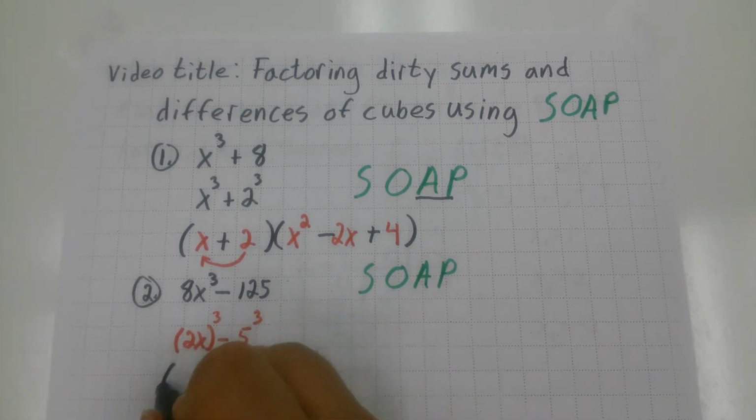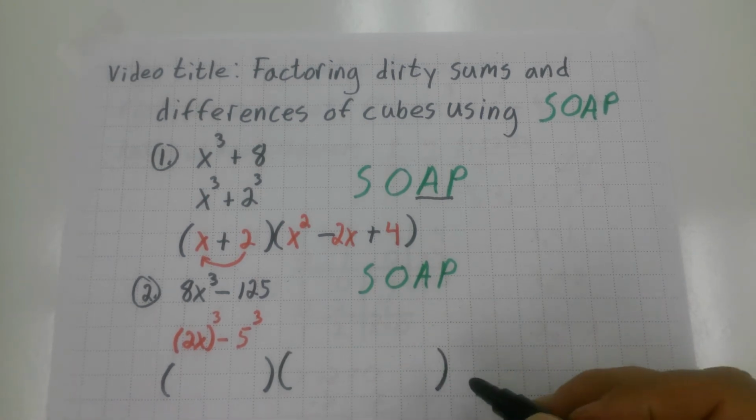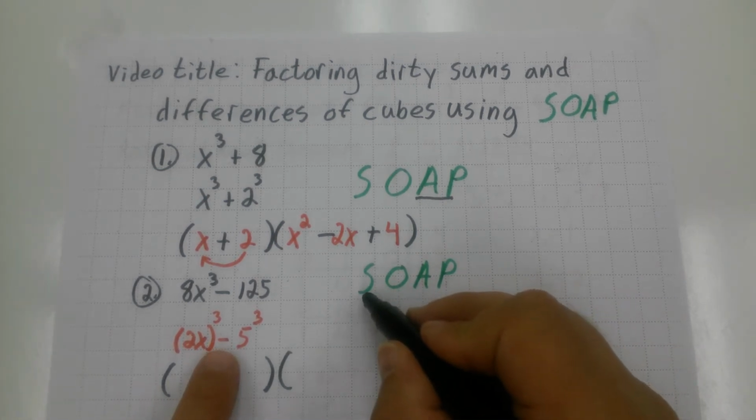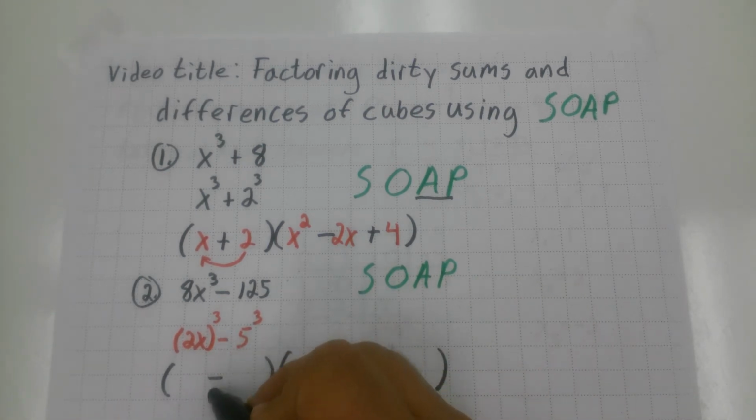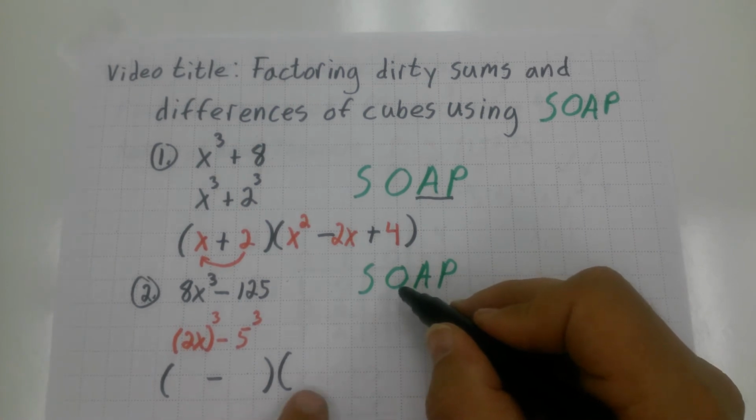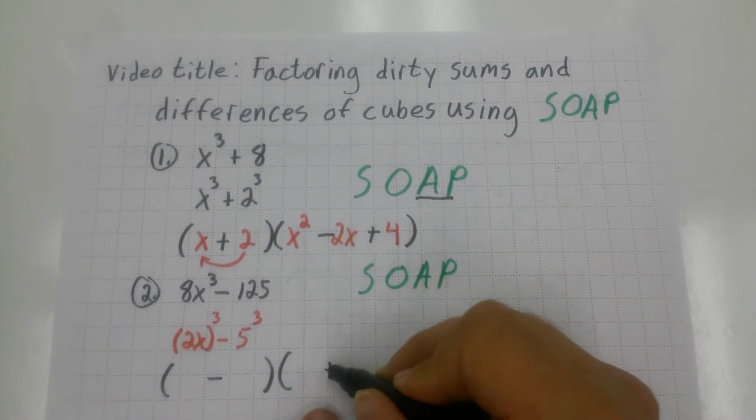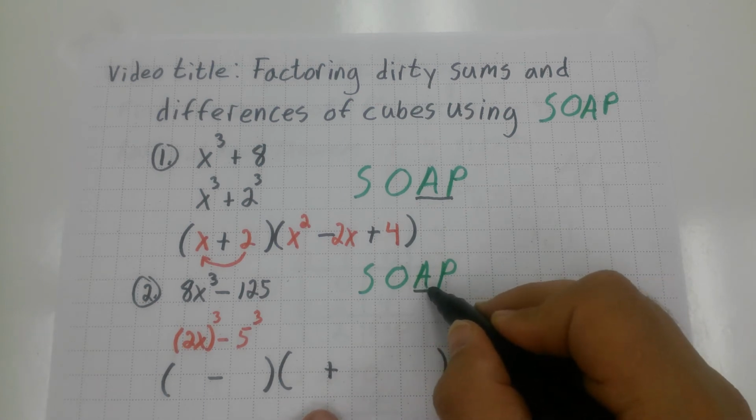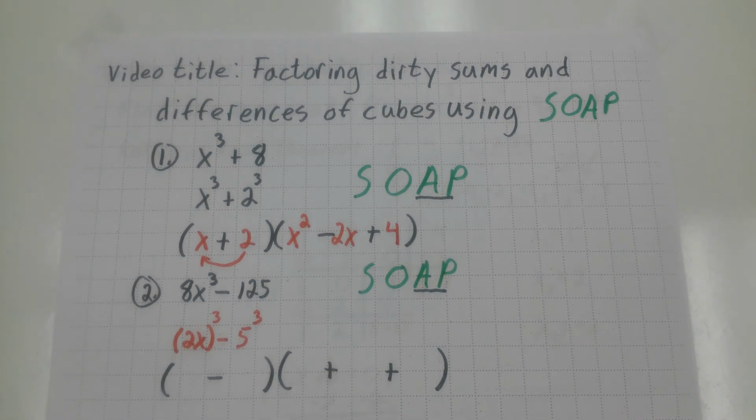And now I'm going to use SOAP. First, I'm going to set up my parentheses, a small pair, then a larger pair. And now I'm going to find out what this sign is here. And that sign is going to be the same, minus. This sign over here is going to be the opposite, which is plus. And then this back sign is always positive. Now let's fill in all these blanks.